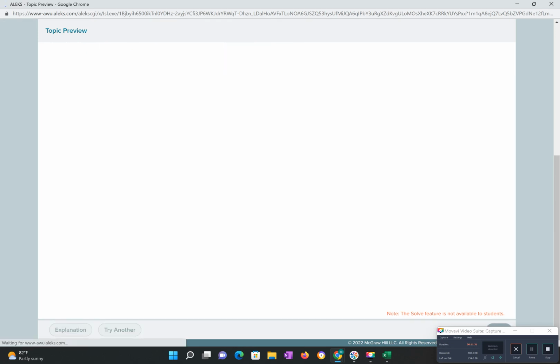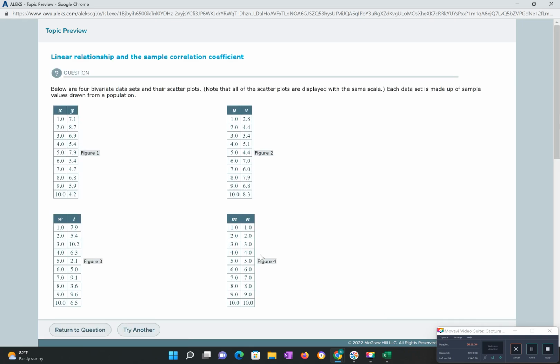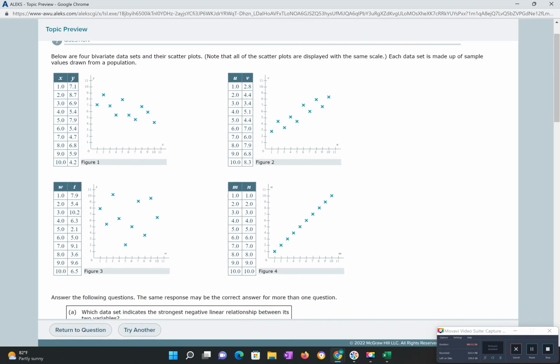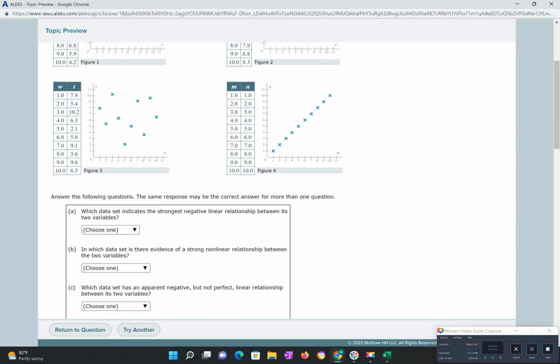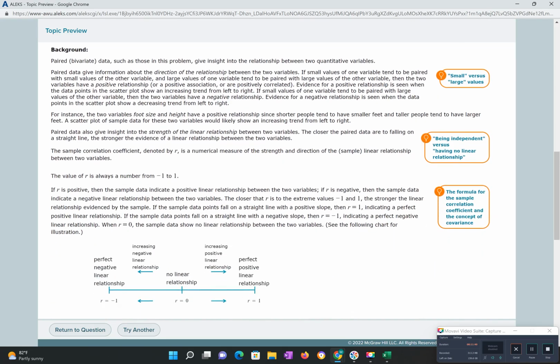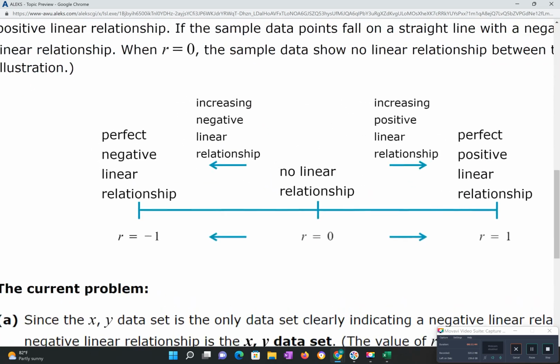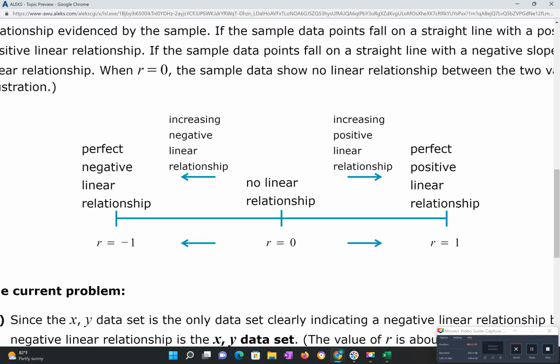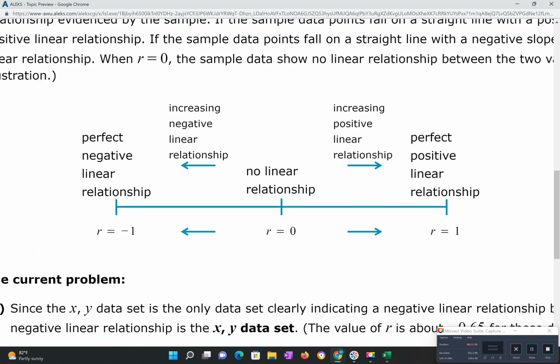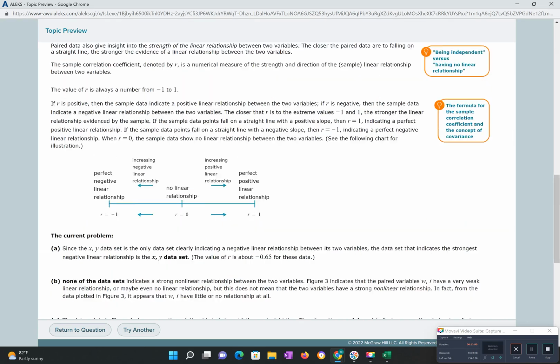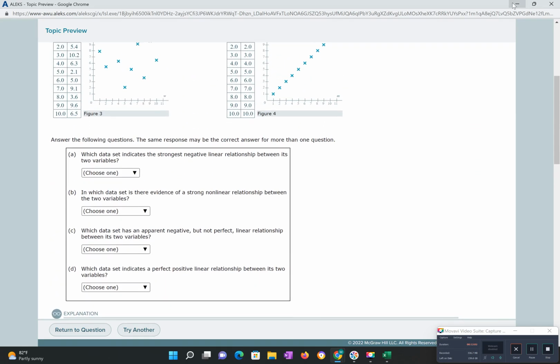They do give you an explanation in ALEKS, which you can always go through. So you could see, for example, how they interpret it. They also discuss the correlation coefficient. If you look carefully here, as you get closer to 0, you start to get no linear relationship. As you move out to either extreme, you either get a positive or a negative association. So that's that one.